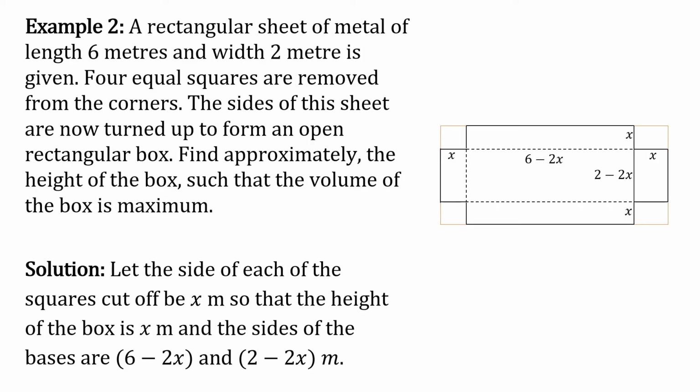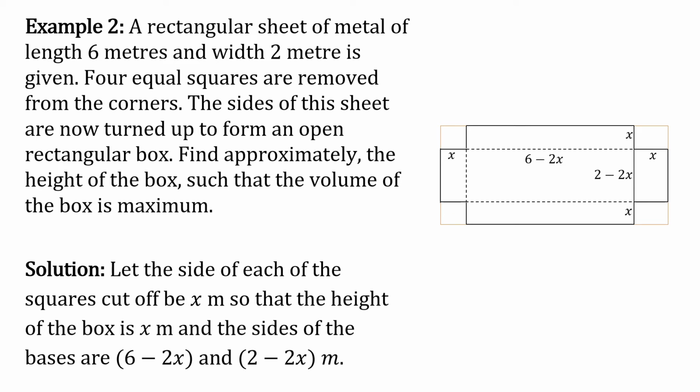Consider another example. A rectangular sheet of metal of length 6 meter and width 2 meter is given. 4 equal squares are removed from the corners. The sides of the sheet are now turned up to form an open rectangular box. Find approximately the height of the box such that the volume of the box is maximum.